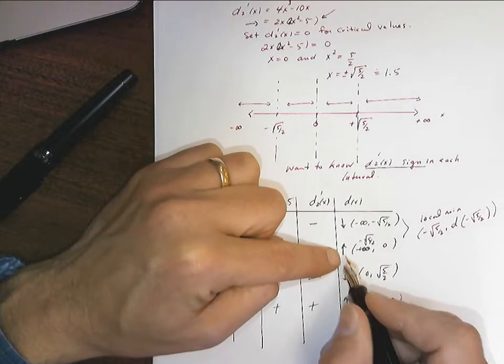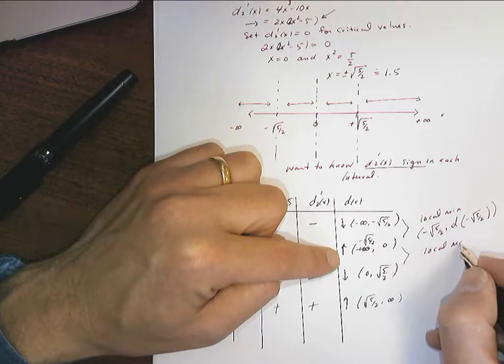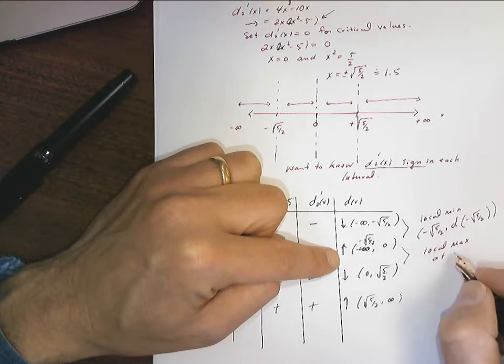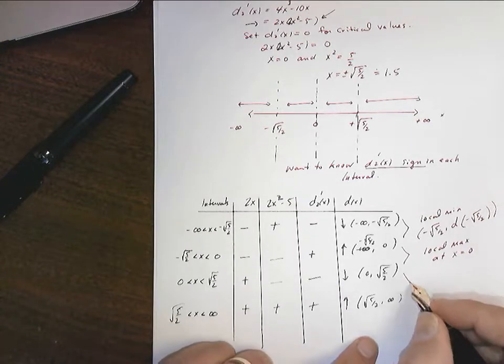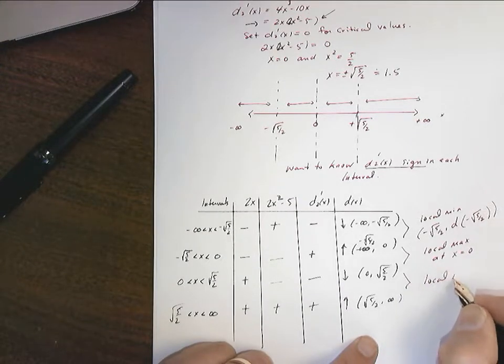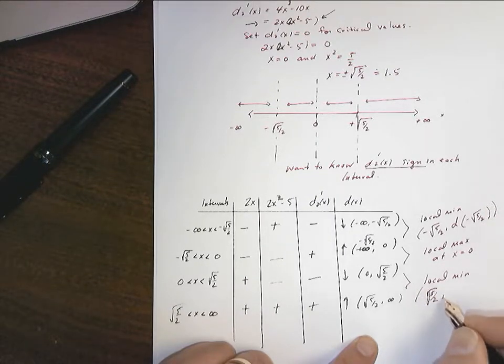I go from increasing to decreasing, so I have a local max at x equals 0. Not looking for a max, so I'm going to leave that alone. And I've got another local minimum here at root 5 over 2, comma, d of root 5 over 2.